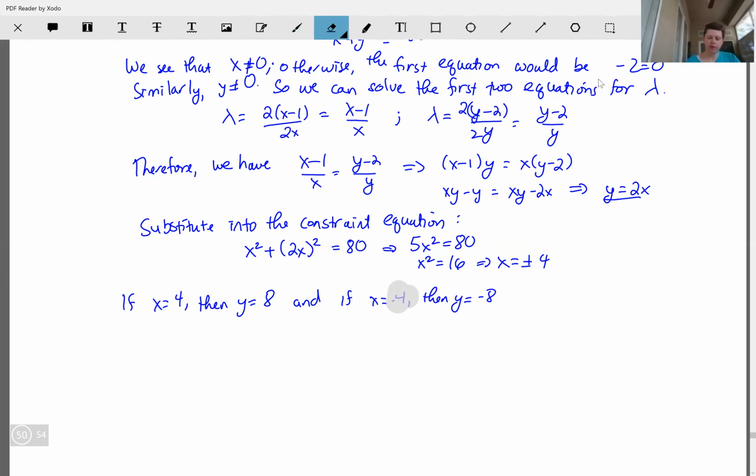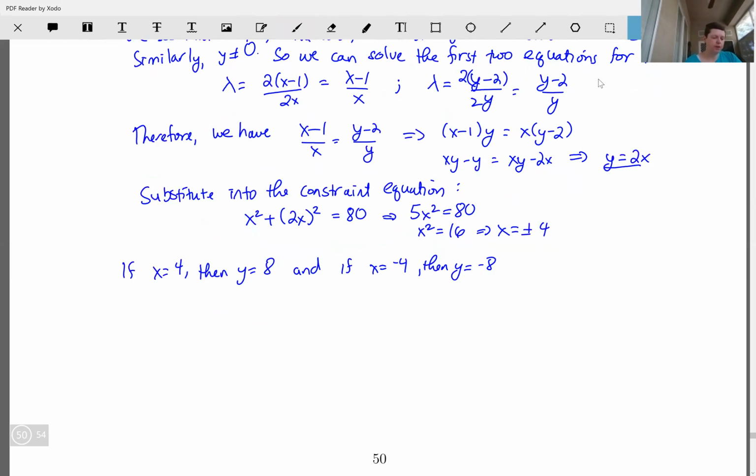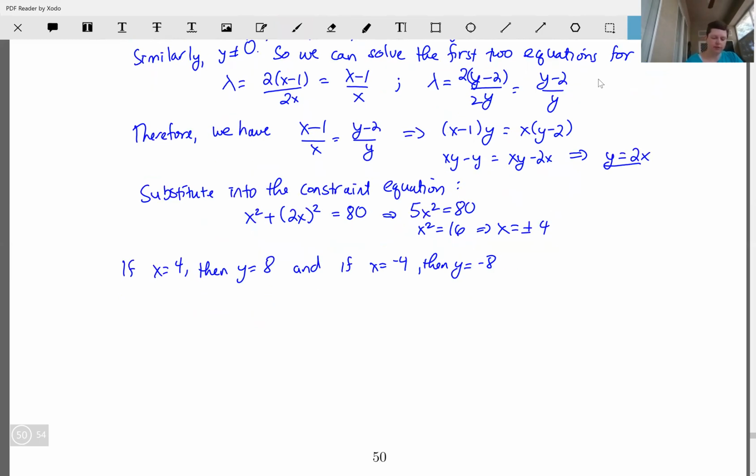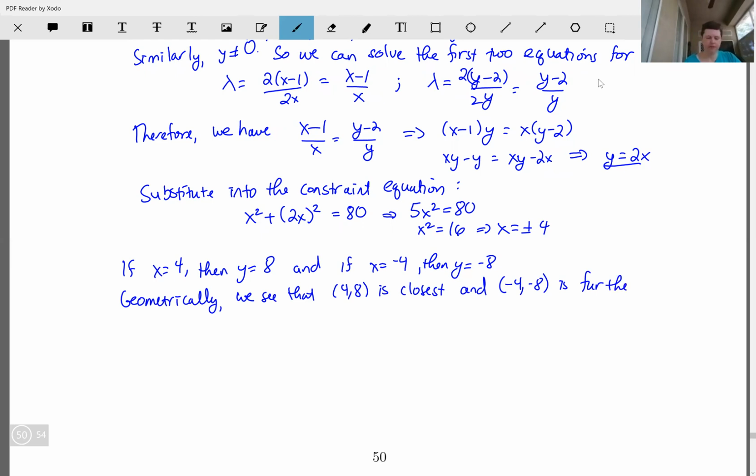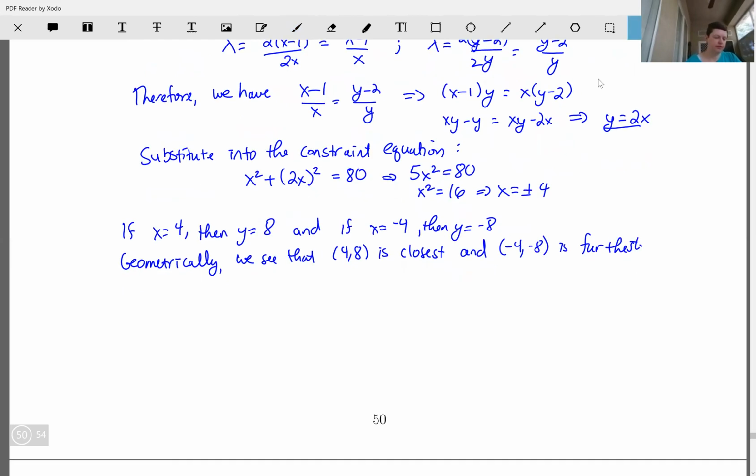All right, so if we just put this on a graph, or just use some logic, we can see that 4, 8 should be the closest one, and -4, -8 is the furthest away. So geometrically, we see that 4, 8 is closest, and -4, -8 is furthest. But let's check by plugging these into f of x, y.